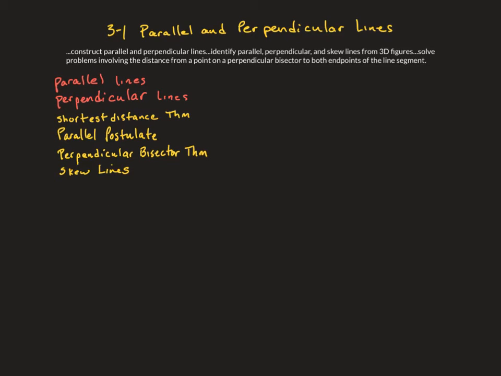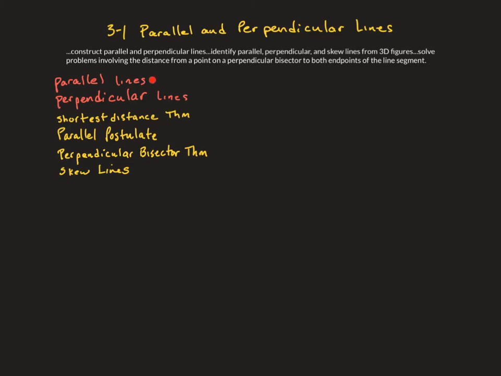As we begin to talk about parallel and perpendicular lines, we are going to want to be able to construct parallel and perpendicular lines, to identify parallel, perpendicular, and skew lines from 3D figures, and solve problems involving the distance from a point on a perpendicular bisector to both endpoints of a line segment. Now, really, we're going to just work with some of this stuff, and it'll seem a little bit more clear, but just remember our definitions, right?